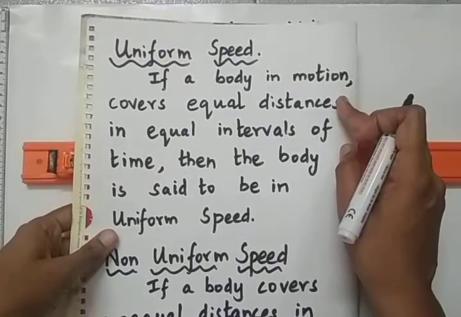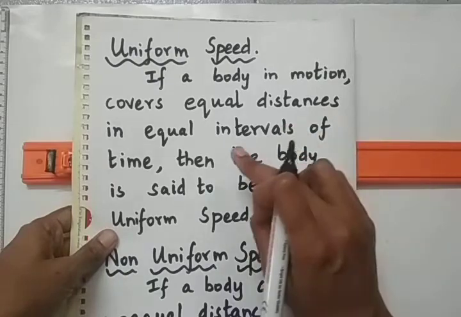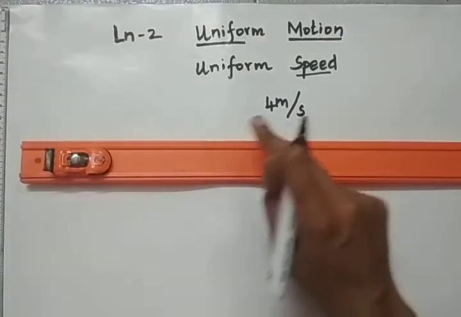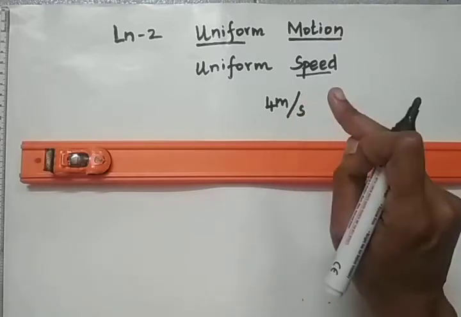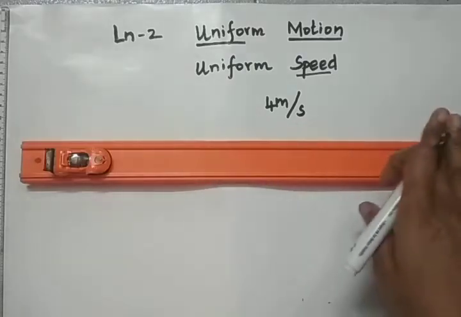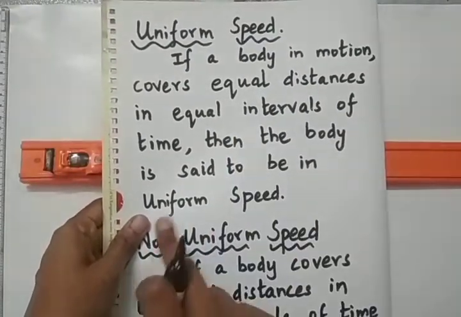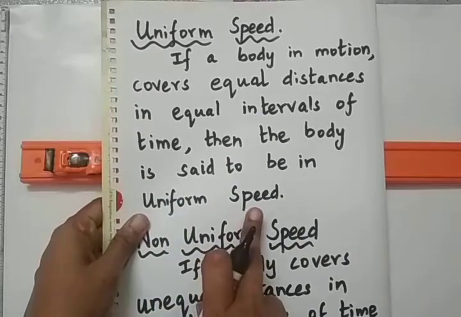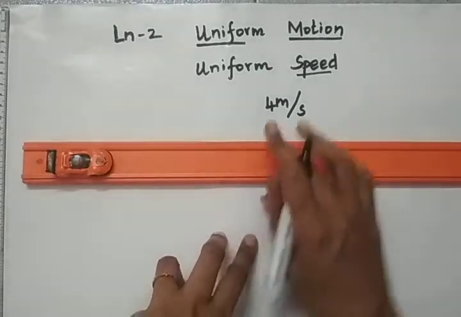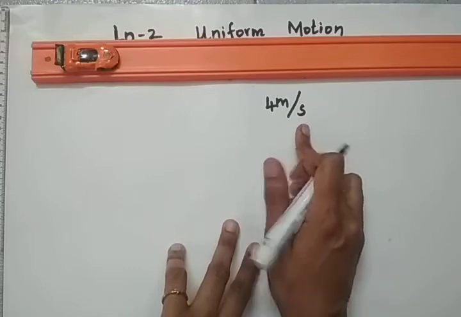Shall we recall what uniform motion is? If a body in motion covers equal distance in equal interval of time, that is, in this particular case, the car covers 4 meter for every 1 second and maintains the same pace for quite a long time, then the motion is said to be uniform and the speed is said to be uniform speed. Now, consider this car example. You know that the car is moving with the speed of 4 meter per second.